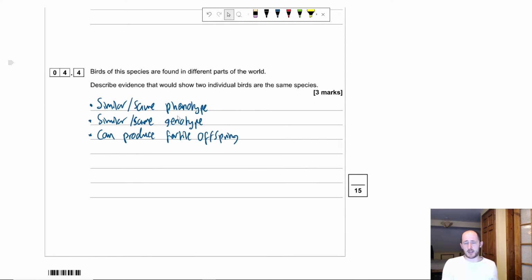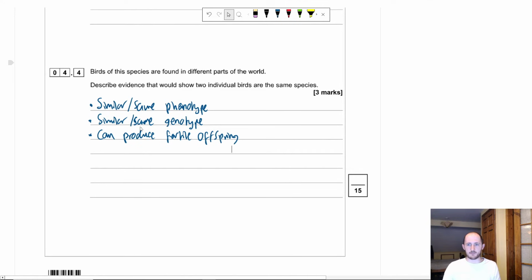Same with donkeys and horses. You can breed them, but they're not fertile offspring, which means they're different species from each other. Okay. So that's how you can test. Lions and tigers are not the same species because their offspring are not fertile.